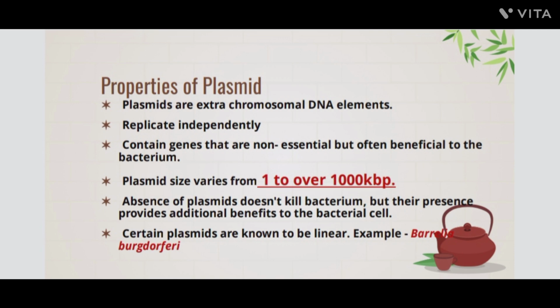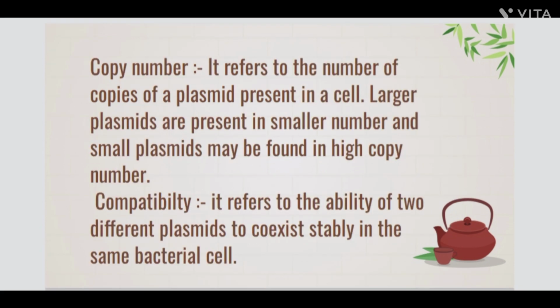Certain plasmids are known to be linear, for example Borrelia burgdorferi. Copy number and compatibility are terms used in plasmids. Copy number refers to the number of copies of a plasmid present in a cell. Larger plasmids are present in smaller numbers, and small plasmids may be found in high copy number. Compatibility refers to the ability of two different plasmids to coexist stably in the same bacterial cell.